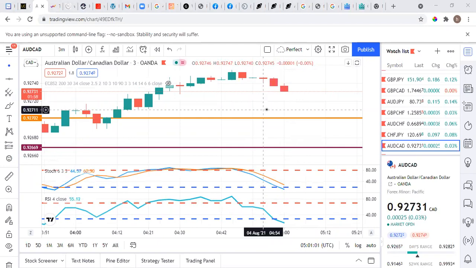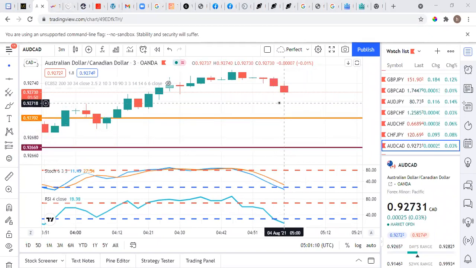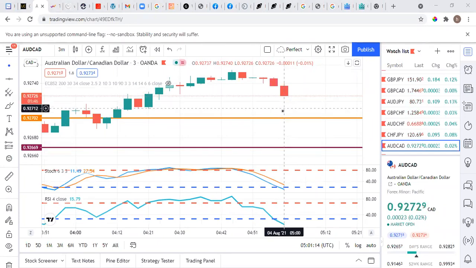Okay. So this is an hourly line. This is a 15 minute line. Now I want this candle to hit this line.